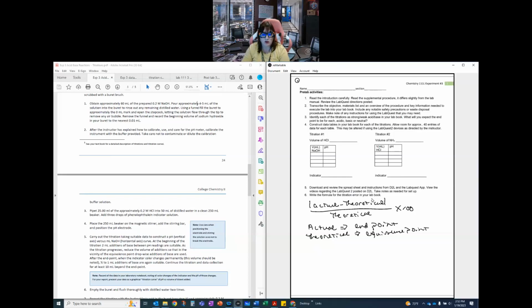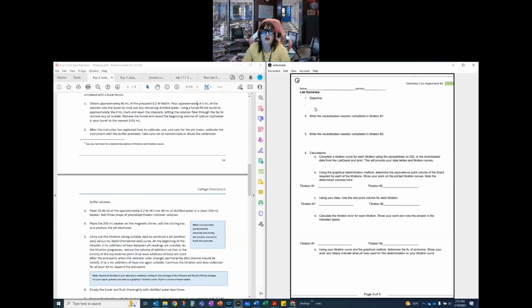Now, when we move into the summary for this, oh yeah, change pages, that's helpful. Your objective, the reaction for the neutralization reactions are in the lab manual. The lecture tells you exactly what pages they're on if you need to find them. The one for the first titration is not actually in there, but you're looking at the reaction between NaOH and HCl. So I'll let you write that. I'm pretty sure you can. But if you have any issues with it, talk to me. It says calculations, complete a titration curve. That's what you're going to do in the spreadsheet. Make sure you print that to PDF and send it to me because I need to be able to see that.